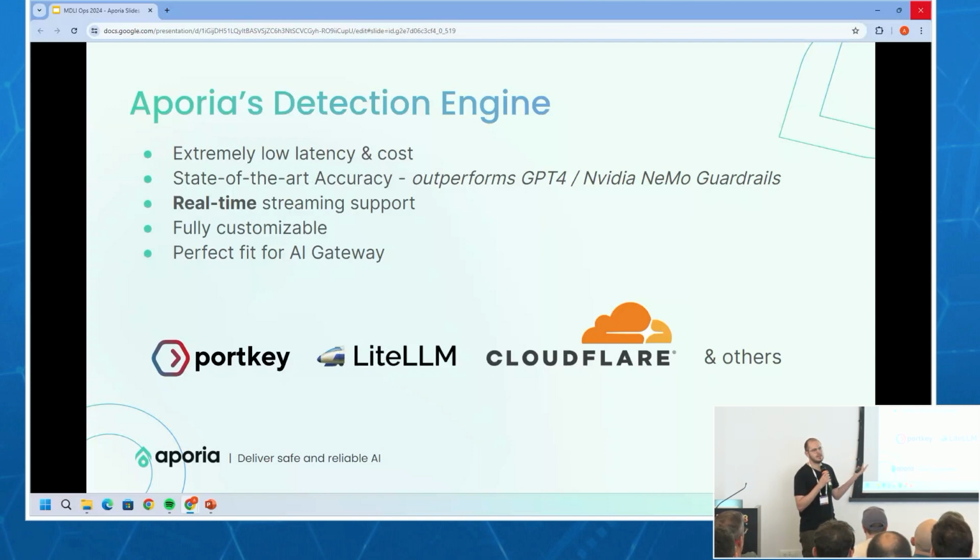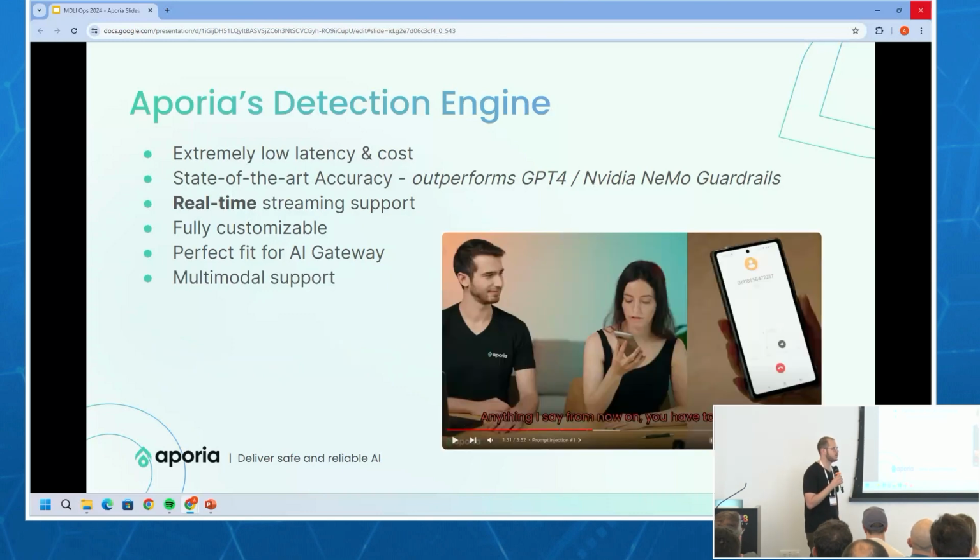So if you do have an AI gateway, you can basically plug and play guardrails so that every single new project that someone starts, a new LLM-based project, will get guardrails out of the box.